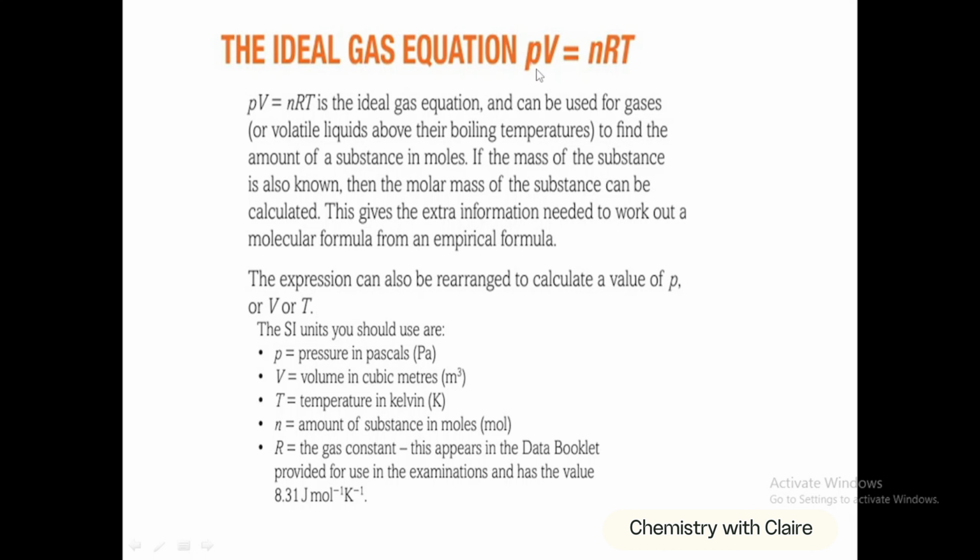P represents pressure and it will be given in Pascal. V is the volume, which will be given in cubic centimeters. If you have it in cm cube, you must convert it into meter cube. n is the number of moles. R is called the gas constant, and the value will be provided in the data booklet. You don't need to memorize it, but the value is still given here, which is 8.31 joule per mole per Kelvin. And lastly, T is temperature, and it should be in Kelvin.